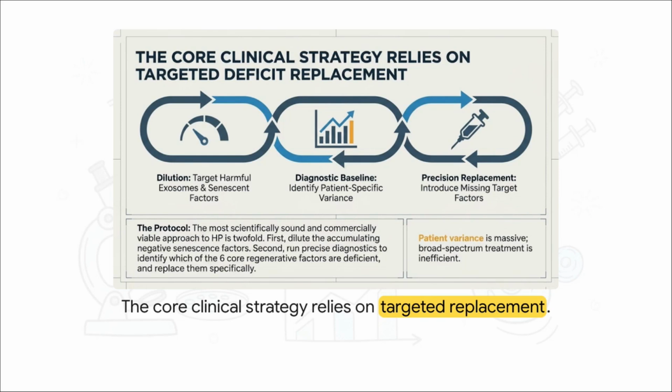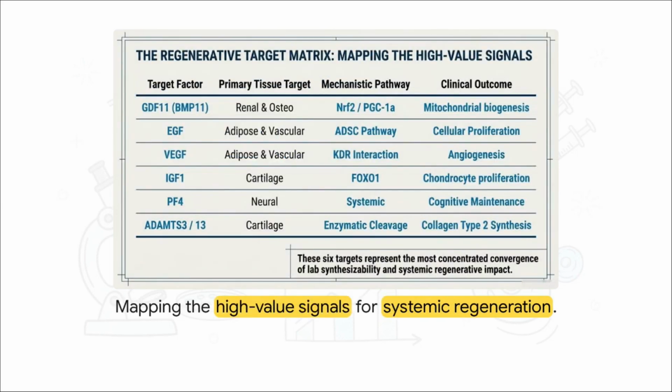Second, diagnose. We run precise diagnostics to find out exactly what's missing. And third, replace. We introduce only the specific, targeted factors that specific patient actually needs. And here they are, the regenerative target matrix.